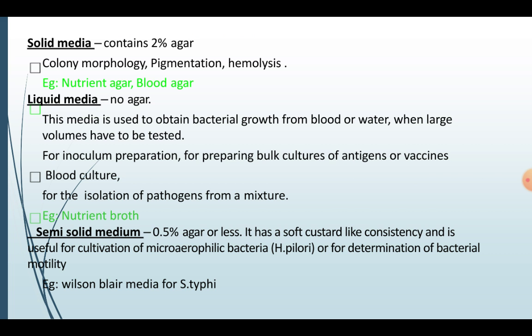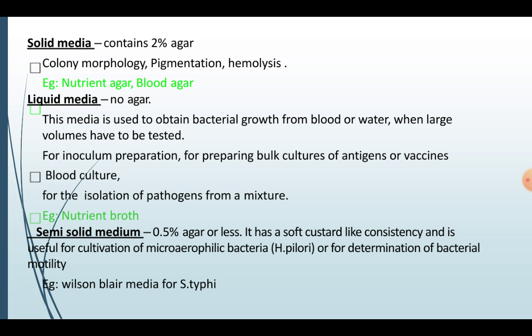Solid media contains 2% agar; used to study colony morphology, pigmentation, hemolysis. Example, nutrient agar and blood agar. Liquid media has no agar. This media is used to obtain bacterial growth from blood or water when large volumes have to be tested, for inoculum preparation, for preparing bulk cultures of antigen or vaccine. Blood culture for the isolation of pathogens from a mixture.